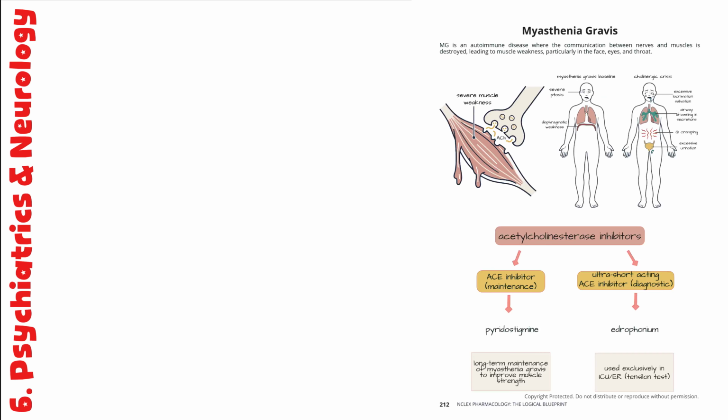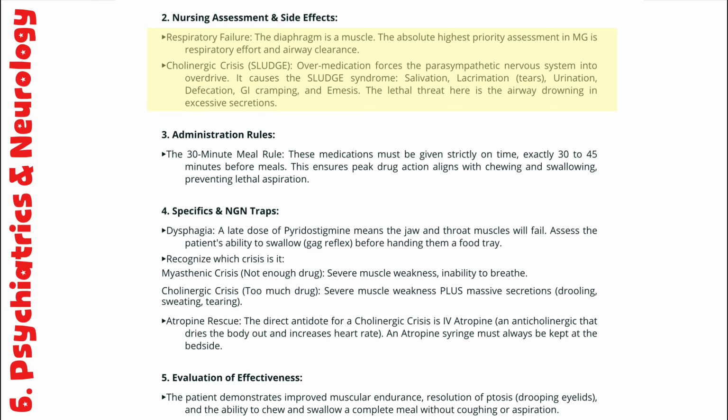Myasthenia gravis is autoimmune destruction of acetylcholine receptors. The same drug class we just covered for Alzheimer's boosts acetylcholine here too, but at the neuromuscular junction instead of the brain, restoring muscle strength. The diaphragm is a muscle, so respiratory effort is the top priority in this population. A cholinergic crisis brings that same SLUDGE picture, with the airway drowning in secretions as the lethal threat.